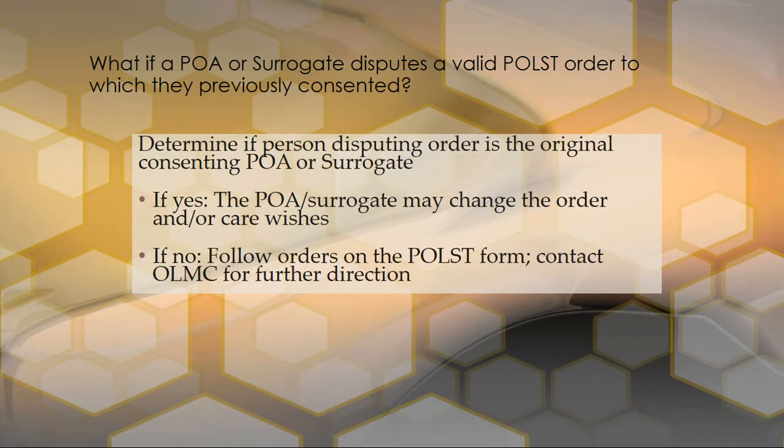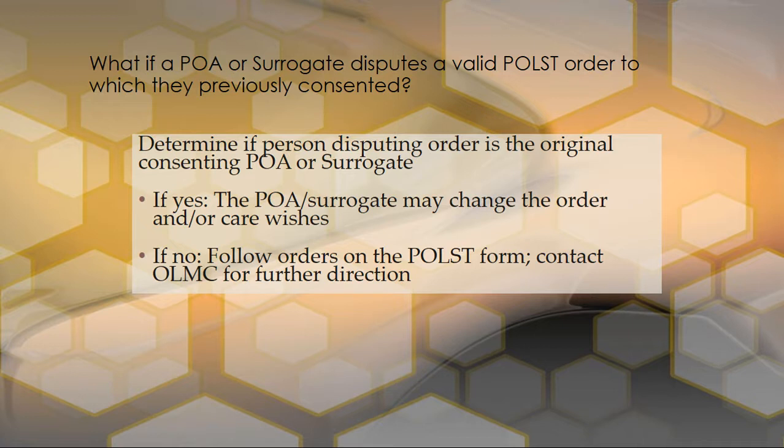So what if a POA or a surrogate disputes a valid POLST order to which they previously consented? So what we have to determine is, let's say that it was the healthcare power of attorney and not the patient who signed the form. If the POA was the person who originally signed the form, they can change the form. If, however, they were not the person who signed either in the patient box or the patient representative box, then we follow the orders on the POLST form and we contact online medical control for further direction.